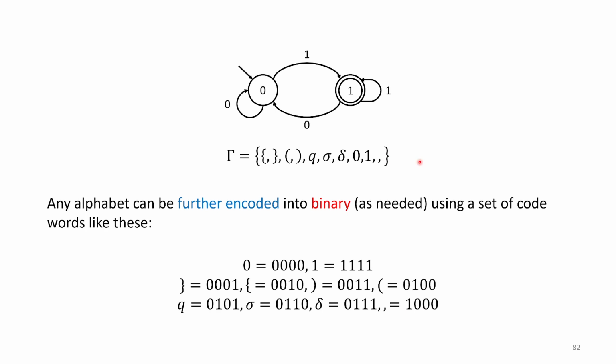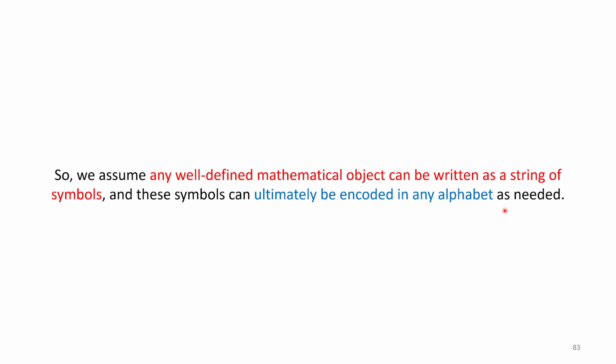I could add a few extra symbols if I wanted to. But if I've done this now, I can encode all of these symbols in binary, meaning I can encode this DFA now in binary if I wanted to. So we're going to assume then that any well-defined mathematical object like our DFA can be written as a string of symbols as needed, whatever symbols, and ultimately we can encode these in any alphabet we want. And that might be the binary alphabet in a lot of the examples we're using.